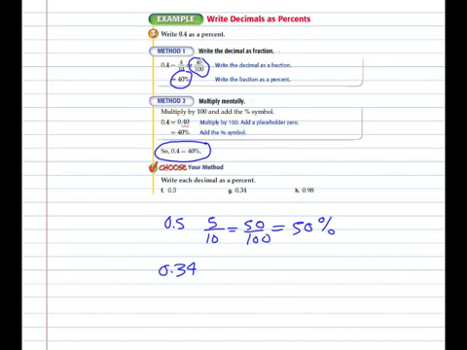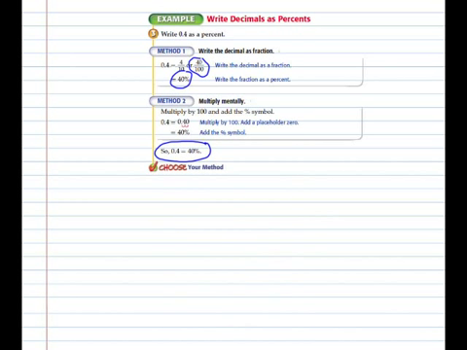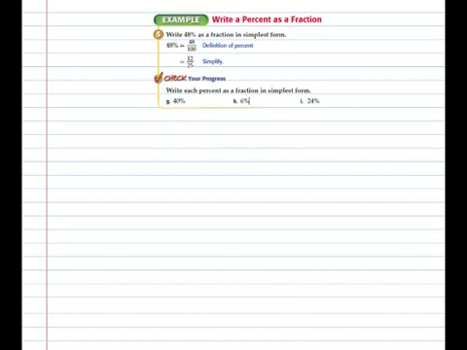0.34, I'm simply going to multiply by 100, move my decimal point 2 places to the right, 1, 2, because I'm multiplying by 100, gives me 34%. And finally H, 0.98 becomes 98 over 100, which becomes 98%, just using place value.